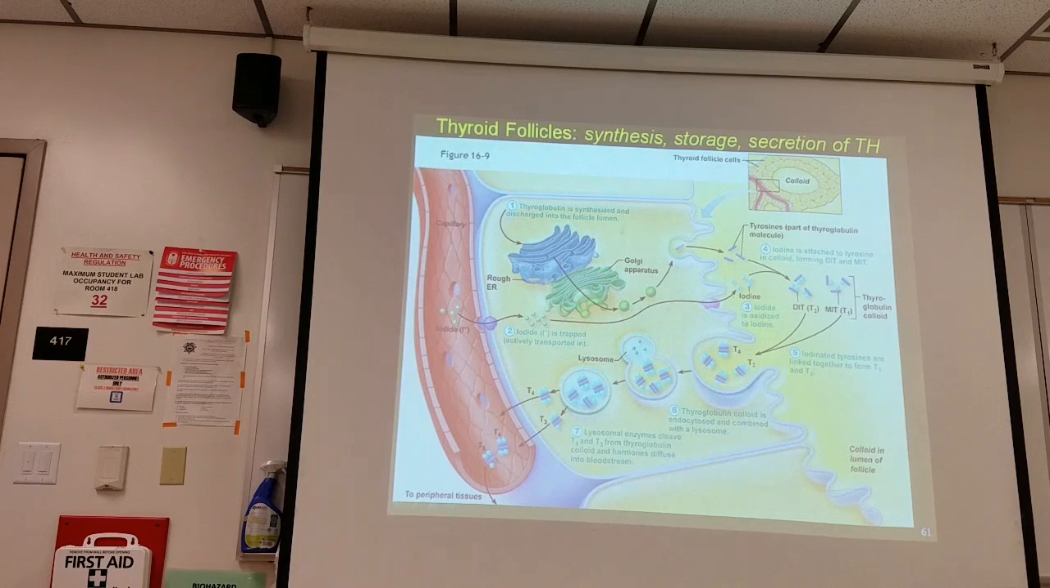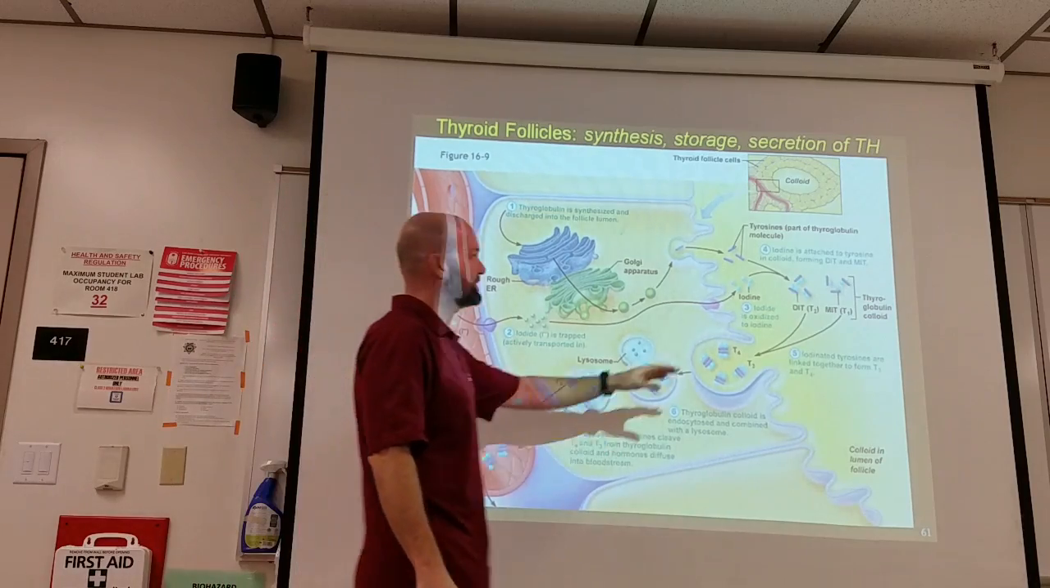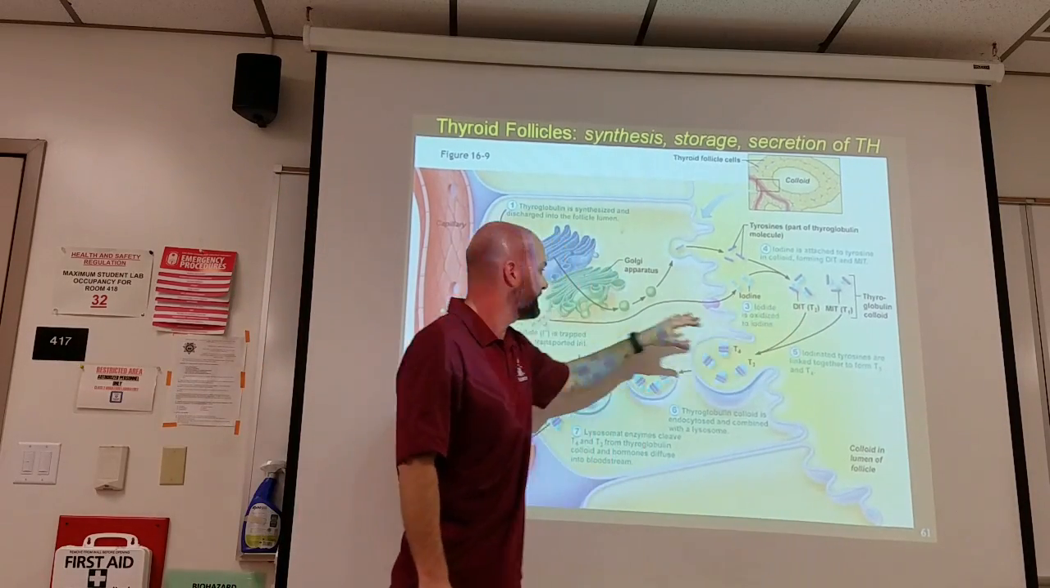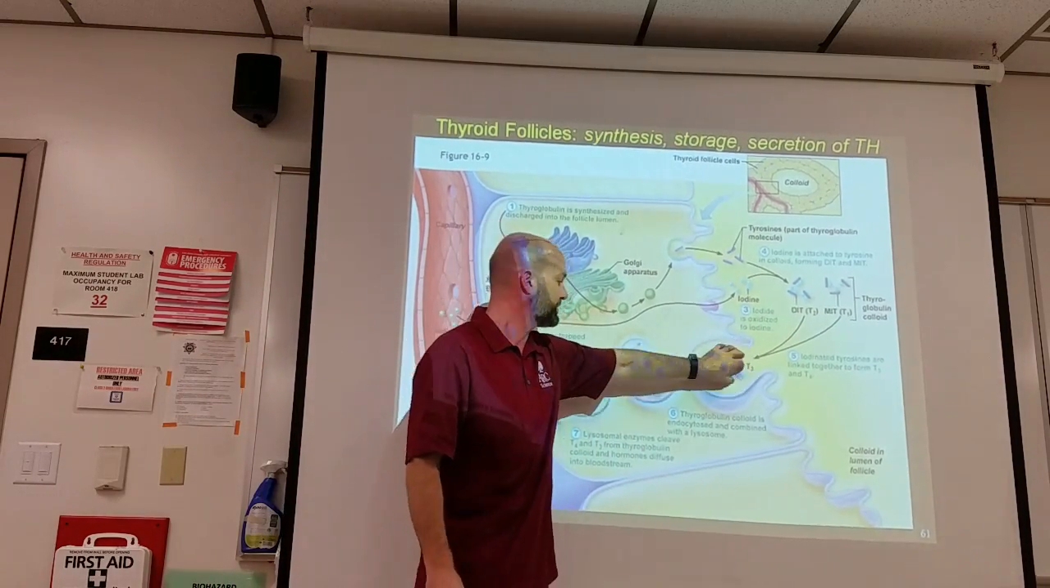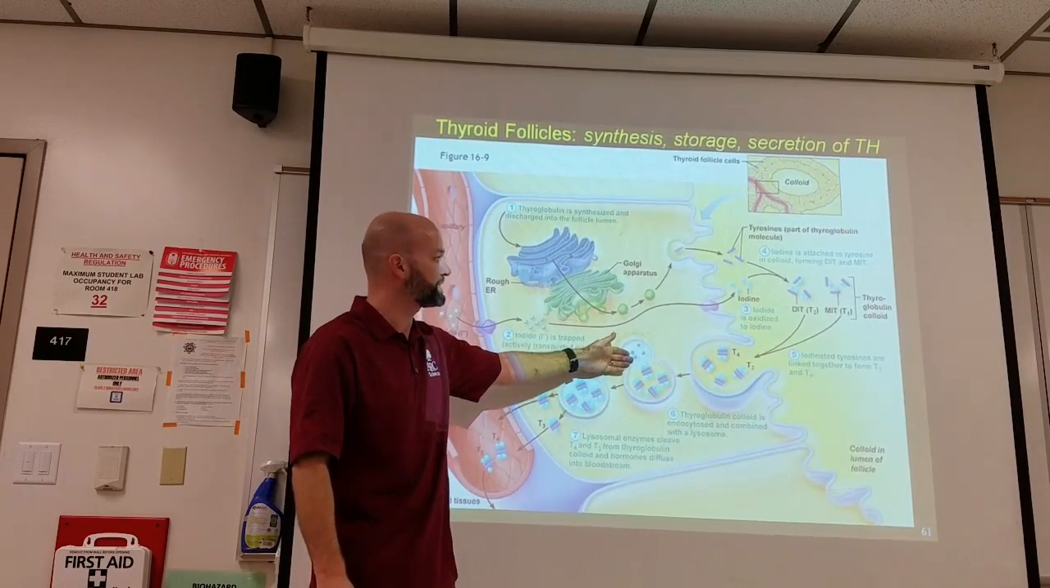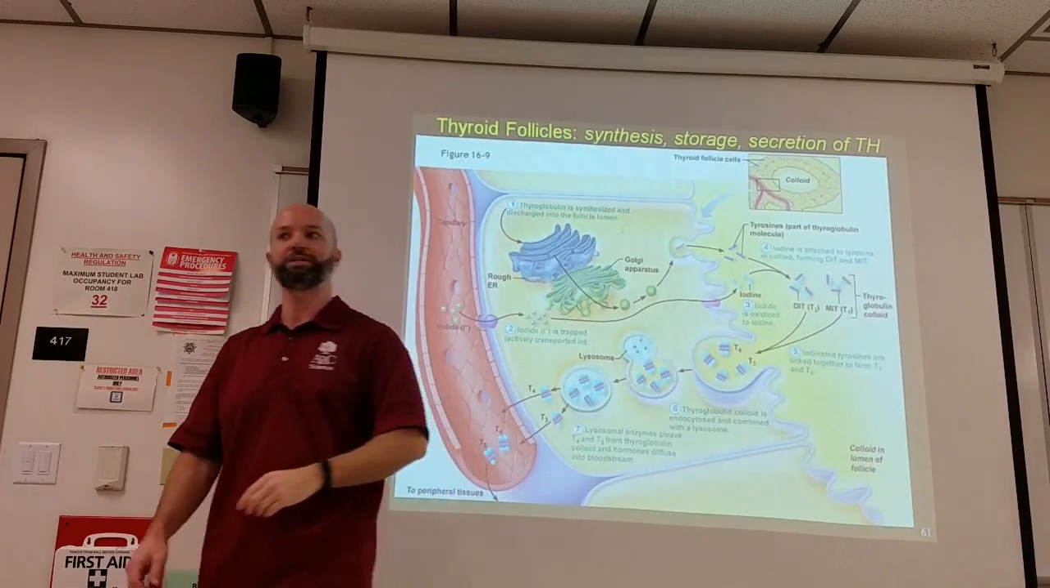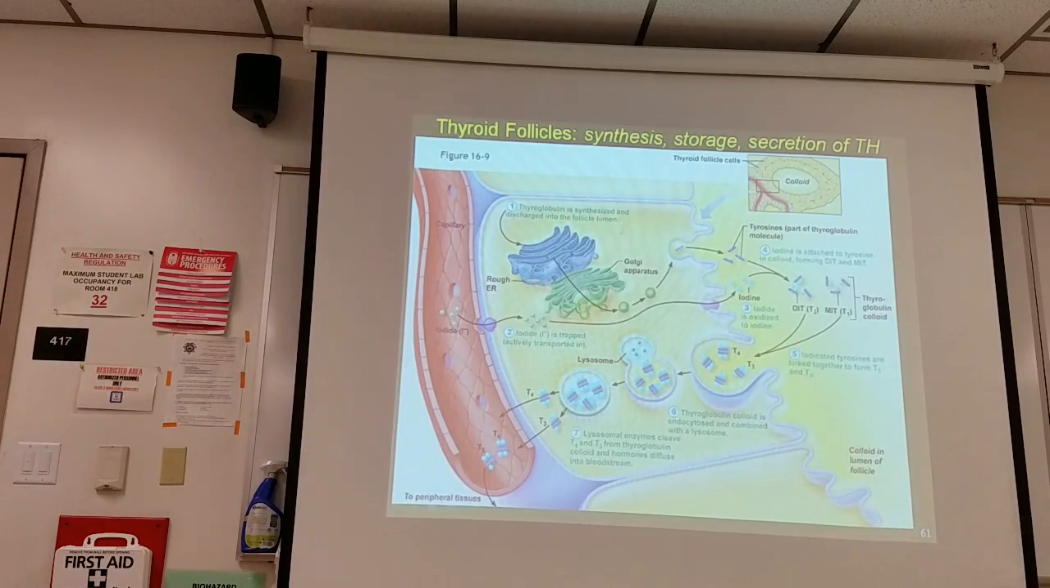Think of it as like a big docking protein, right? It's just a way to temporarily house lots of molecules of T3 and T4. But it's housed in the colloid. We have to get it into the cell, endocytosis. Then we use enzymes to break the T3s and T4s off of thyroglobulin.